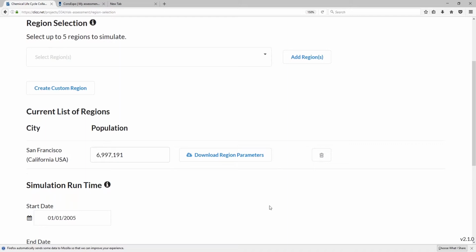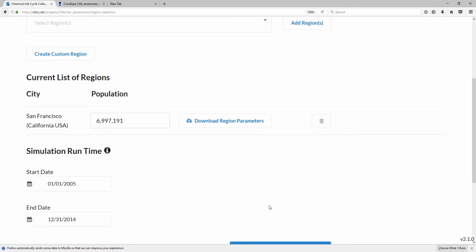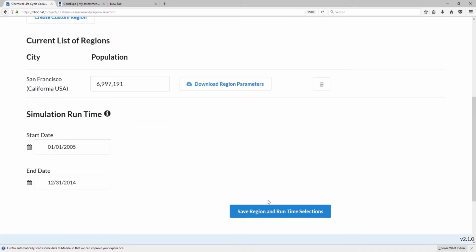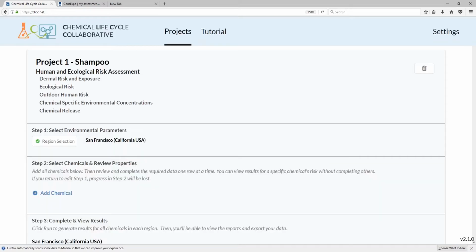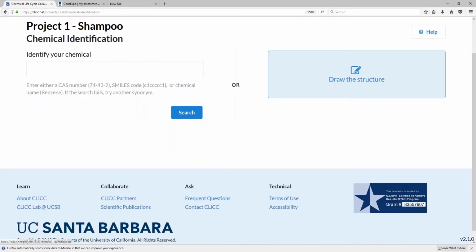Okay, so now it also allows us to pick. It gives us the population for that region, and also has a lot of information about the region. We're not going to go through that, but it has the information we need to do the calculation. What's the land use? What's the climate? What are the soils like? All the information that's needed for that. So go ahead and save the region. And then now we're going to pick our chemical. So we're going to add the chemical, and we'll use methylparaben.